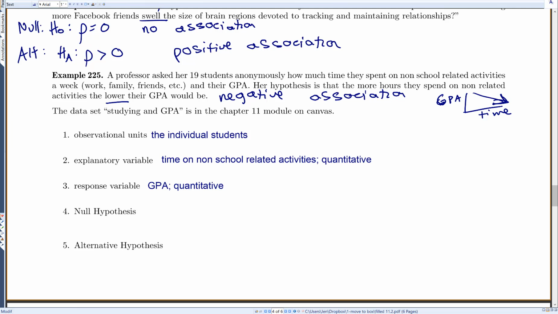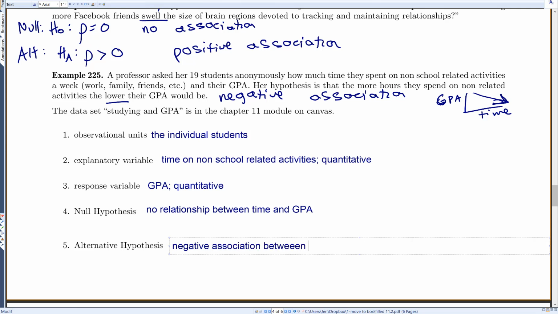Our null hypothesis is always going to be that there is no relationship, so no relationship between time and GPA. The alternative hypothesis, we said we think there's a negative association. So we would say there's a negative relationship or association between time and GPA. It doesn't matter if you say relationship or association; we'll just put both.